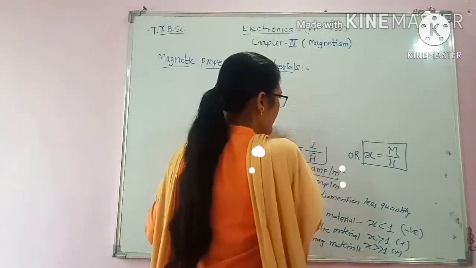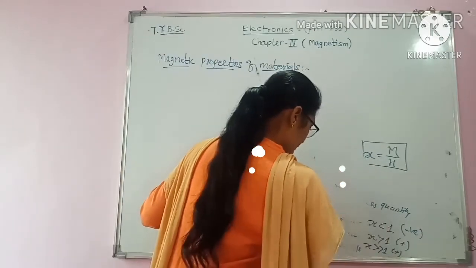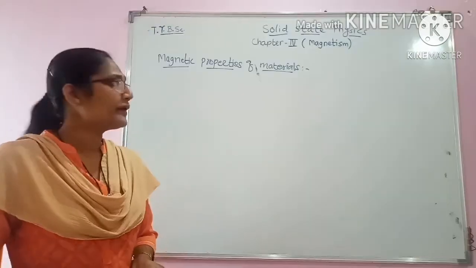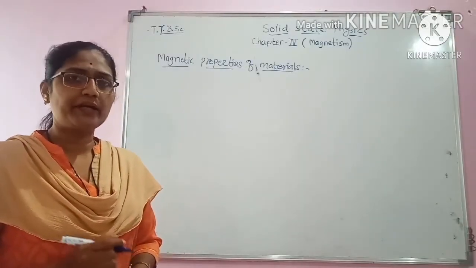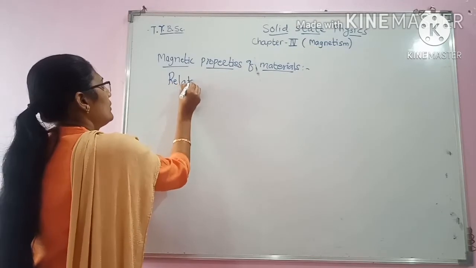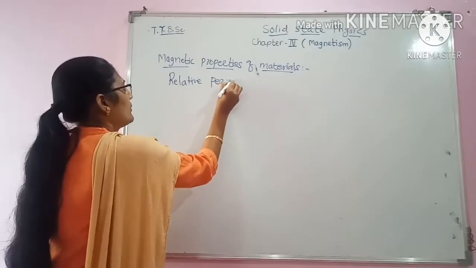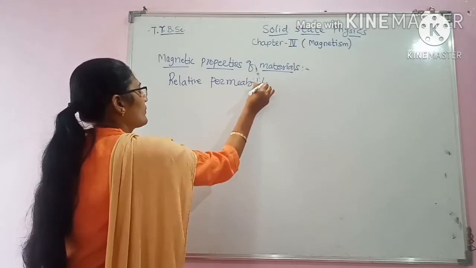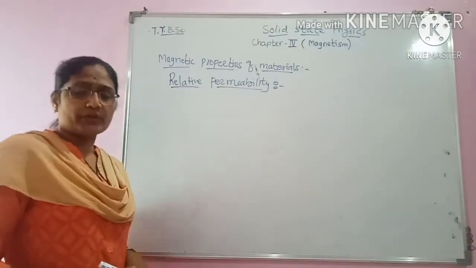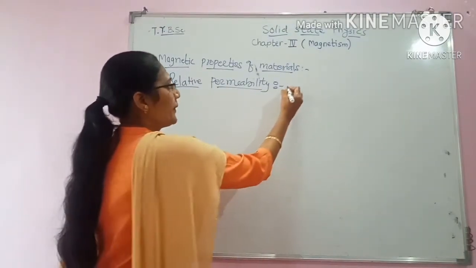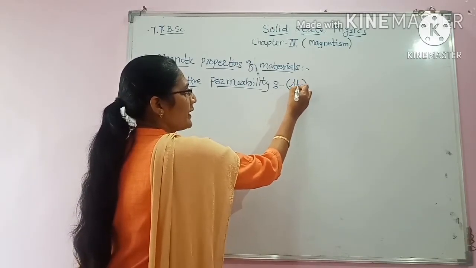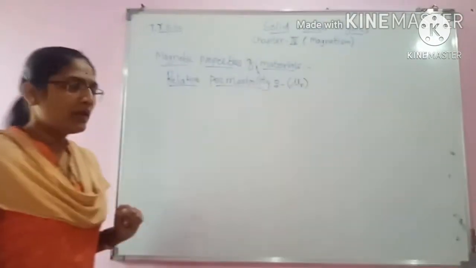Next property is relative permeability. The next term we are going to see is magnetic permeability, or relative permeability. This is also one of the important properties of magnetic materials, and it is represented by mu r, mu suffix r, that is relative permeability.